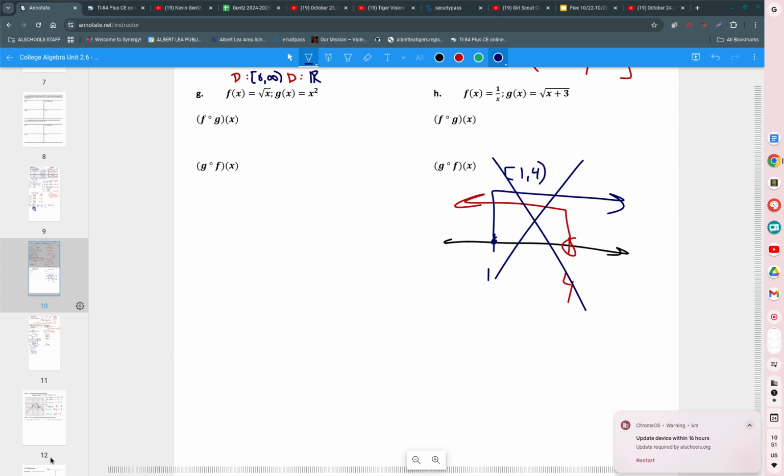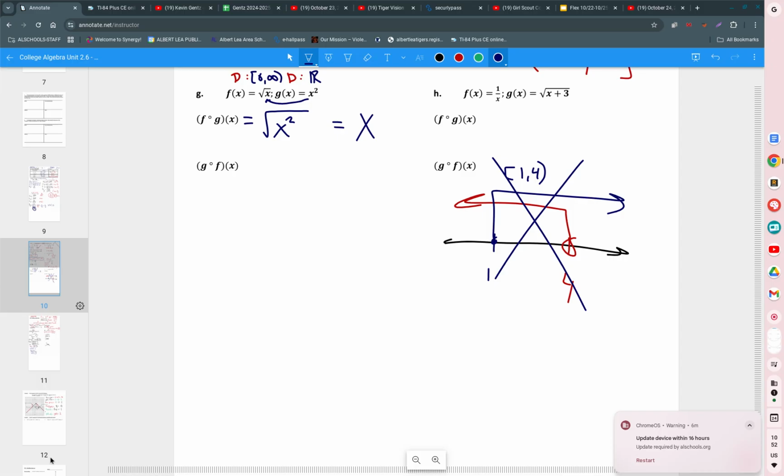So I'm going to wait before I simplify it. I'm going to take g, which is x squared, and I'm going to drop it right in there. And I get the square root of x squared. Okay? Now, what is the square root of x squared? All real numbers. X. Very good.